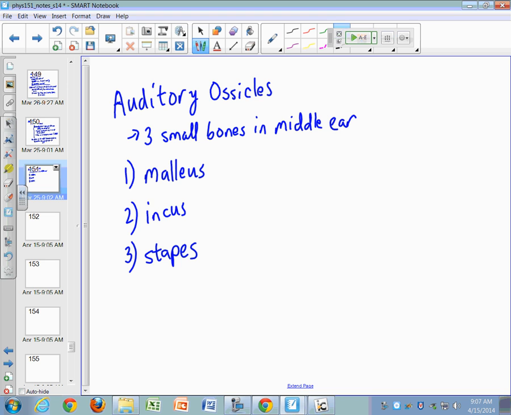But the malleus, I'll show you a picture in a bit. It's called a malleus. It looks like a hammer. And it's connected to the eardrum. So when you get vibrations in the eardrum, it oscillates this malleus. And then the malleus is connected to the incus and the stapes. The incus looks like an anvil, and the stapes looks like a stirrup.